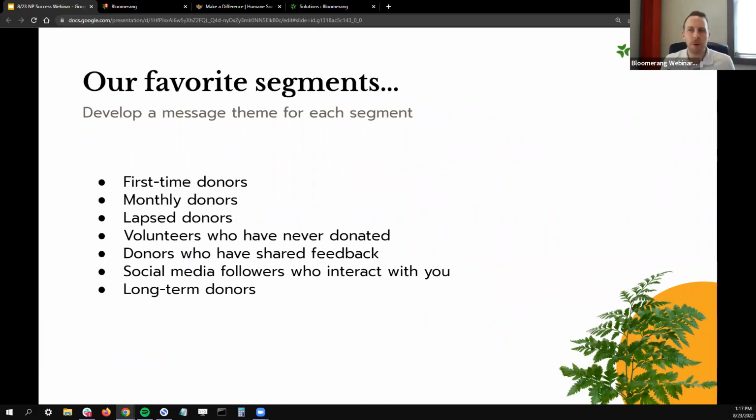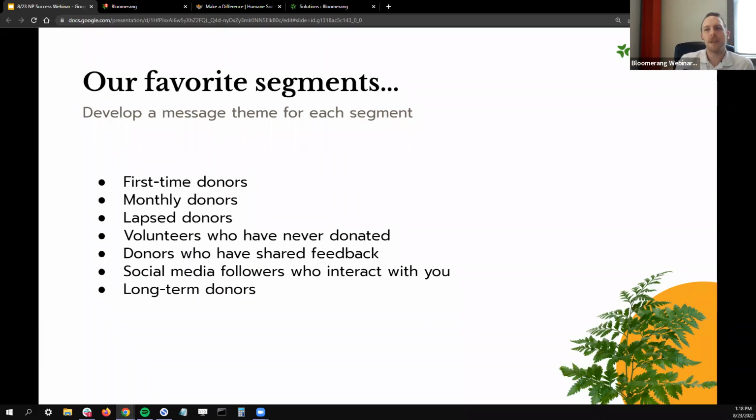If you're curious, well, where do I even start? How do I segment my database? How do I segment my donors? This is what we really recommend here at Bloomerang. Find your first-time donors, monthly donors, lapsed donors, which are the donors that gave maybe last year and have not given again this year, volunteers in your database who have never donated, and donors who have shared feedback.